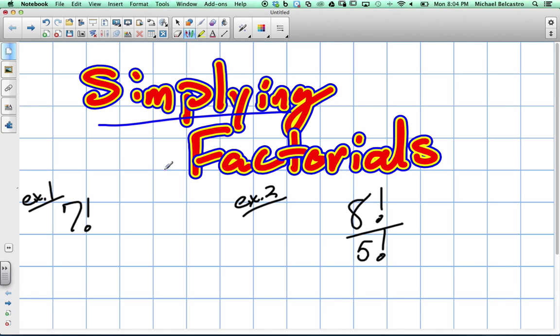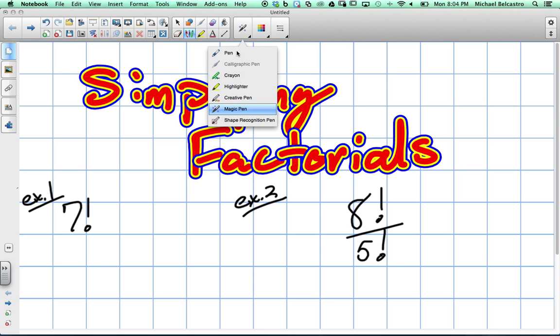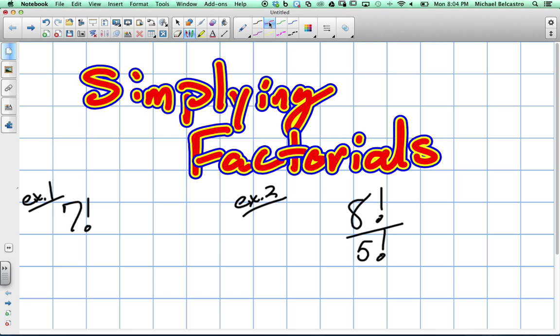Okay, let's look at simplifying factorials. First of all, we want to see what this exclamation mark means in mathematics. This exclamation mark is a way of saying that you take the whole number in front of it, so if we have 7, and you multiply it by every whole number before 7, all the way down to the number 1.